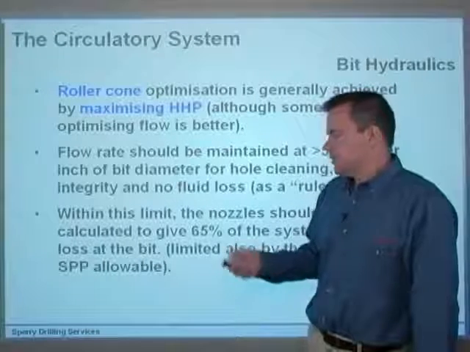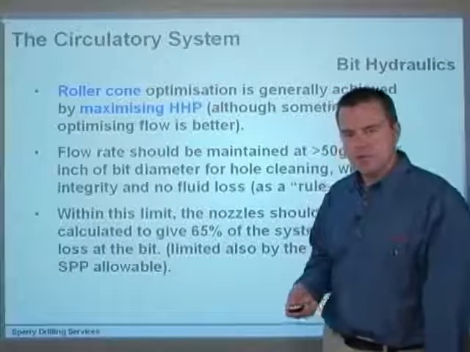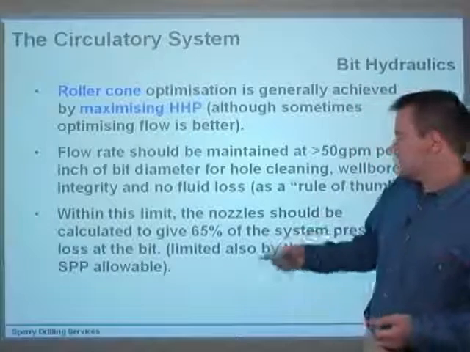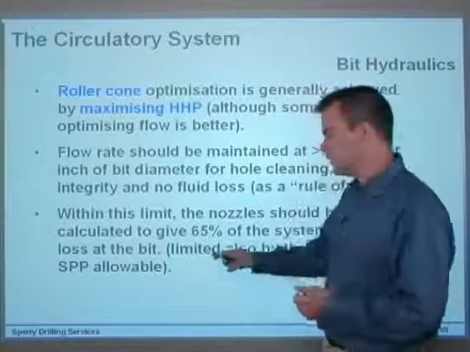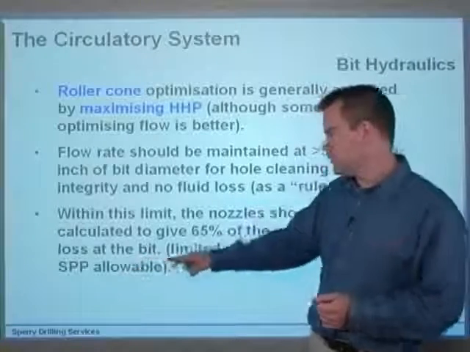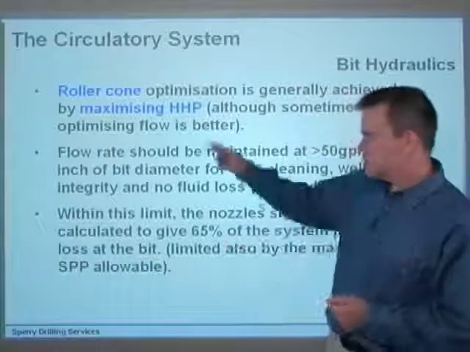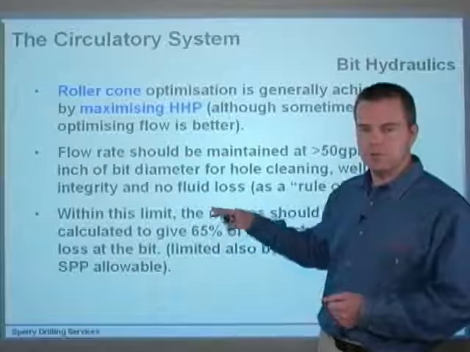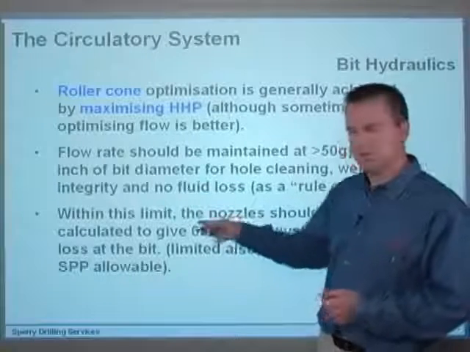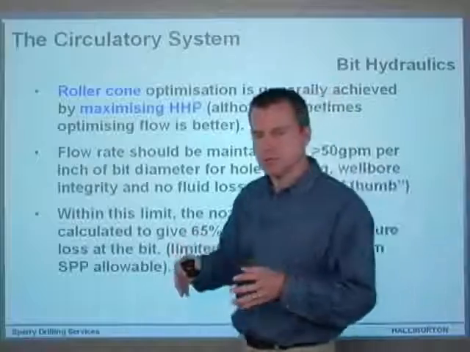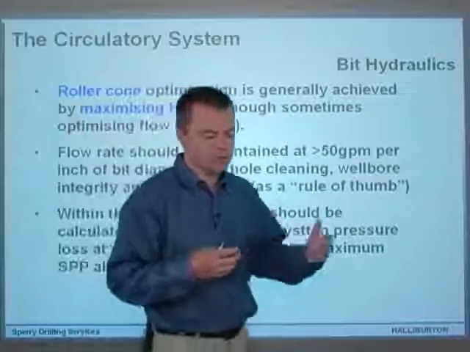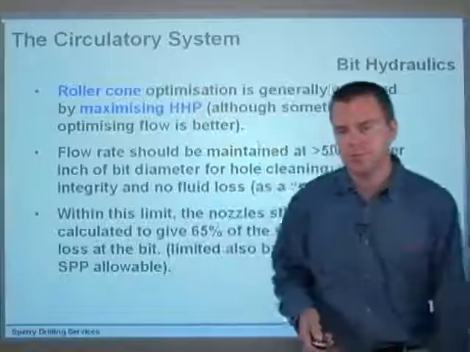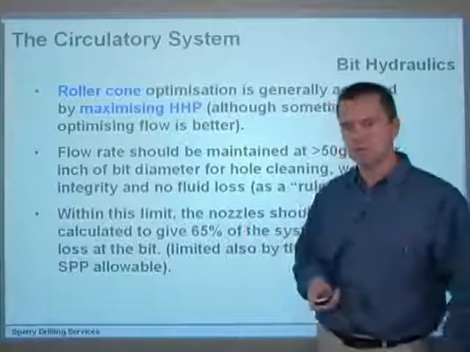Now, within that sort of limit, the nozzles should be calculated to give 65% of the system pressure loss at the bit, and that's also limited by the maximum standpipe pressure allowable as well. So within these constraints, if you can choose the correct nozzles to give you 65% of your total system pressure loss, or your total standpipe pressure at the bit, then you're going to have optimized your hydraulic horsepower and optimized your cleaning of the bit in the bottom of the hole.